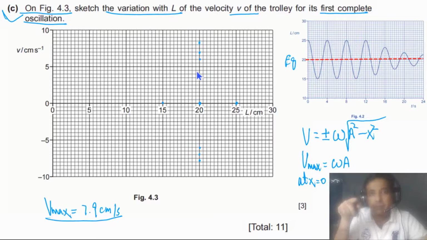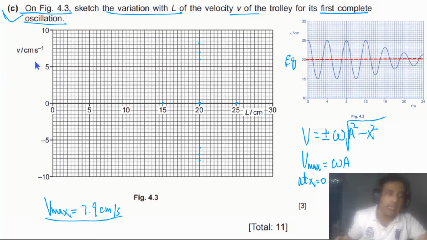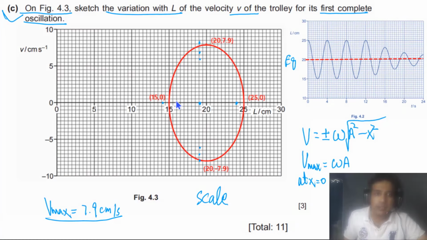The shape can be a circle or an ellipse. It depends on the scale of the given axes. Let me show you the final answer. If you connect these points, this will be the shape of the graph.